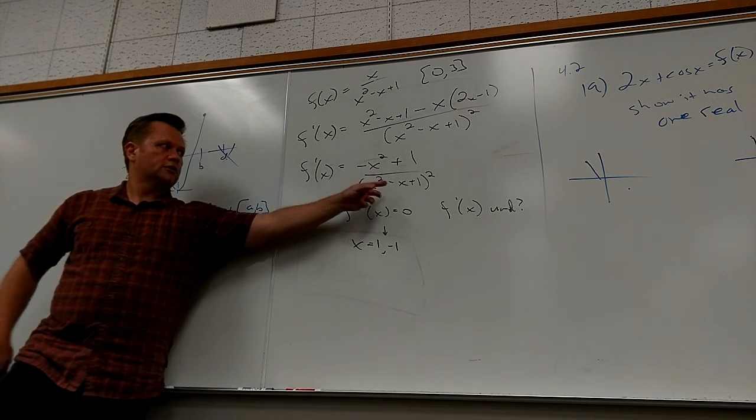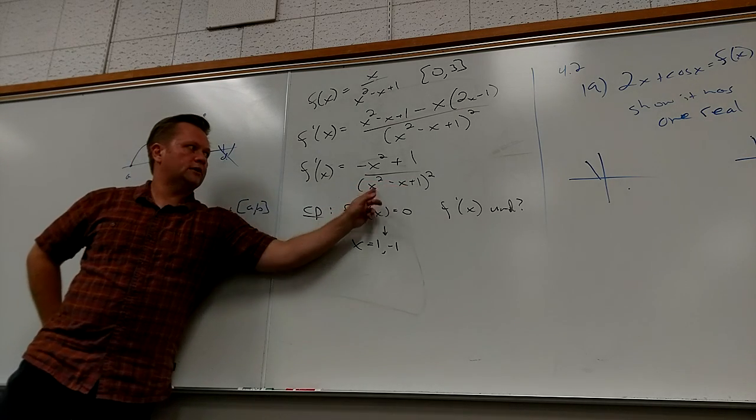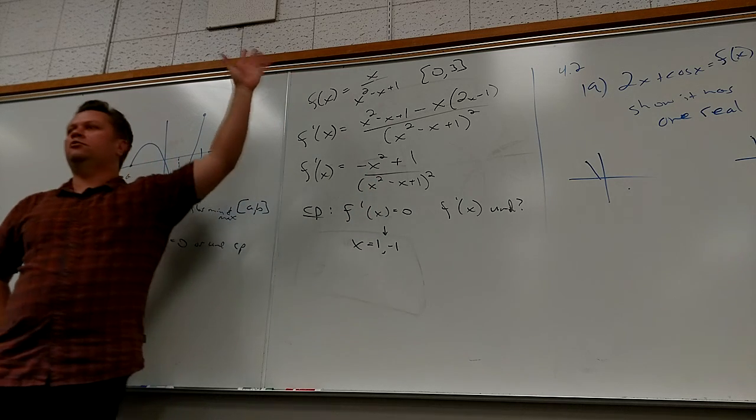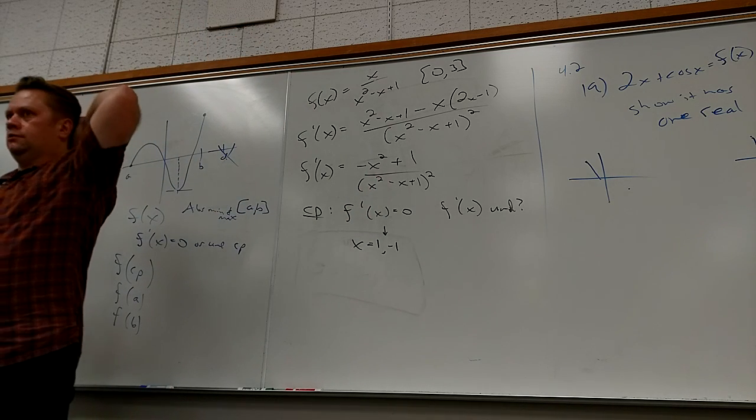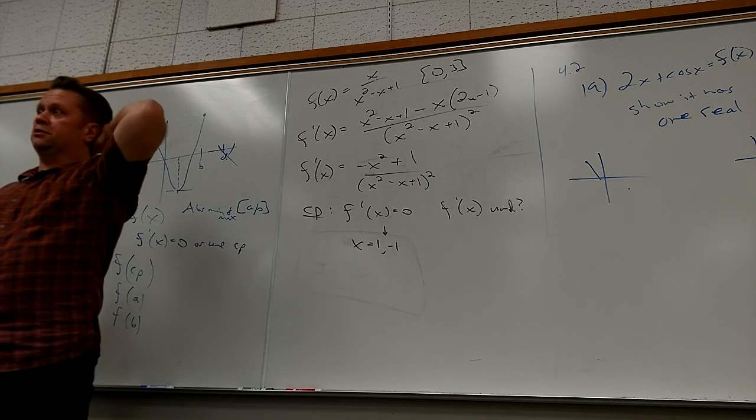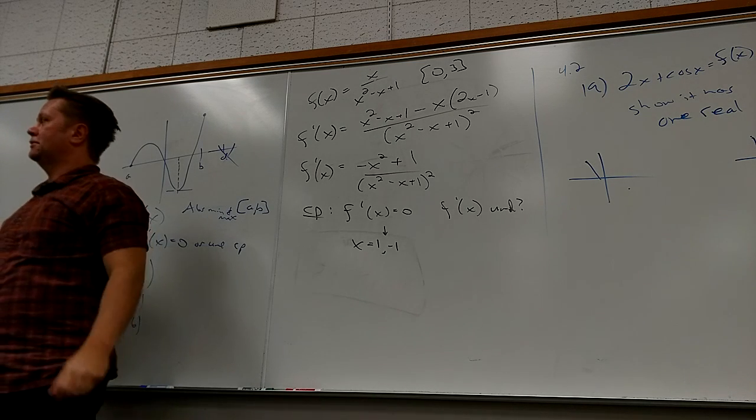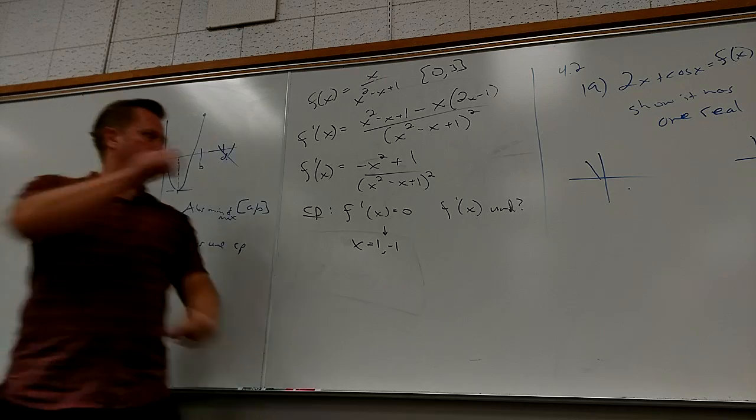I like it. So b squared is 1 minus 4ac. 1 minus 4 is negative 3. No real places where this is undefined. There are complex places where it's undefined, but we don't care about that right now. We're talking about real numbers.